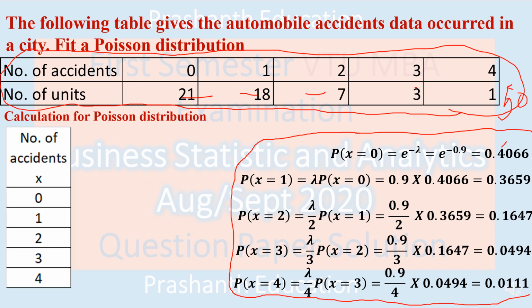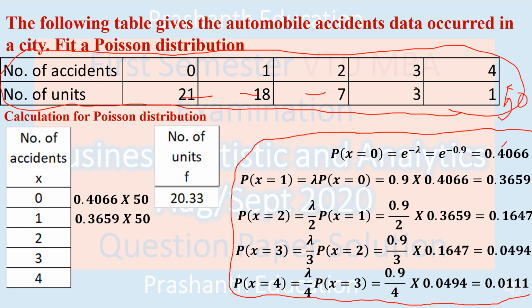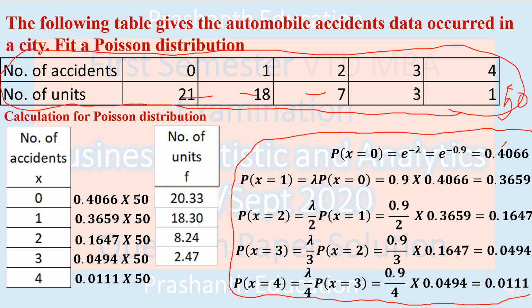First we write the number of accidents 0, 1, 2, 3, 4. Then 0.4066 for x equal to 0 into 50 gives 20.33. Similarly, 0.3659 into 50 gives 18.30. Similarly, 0.1647 into 50 gives 8.24. Similarly, 0.0494 into 50 gives 2.47. 0.0111 into 50 gives 0.56. This is how we fit a Poisson's distribution curve for the data.